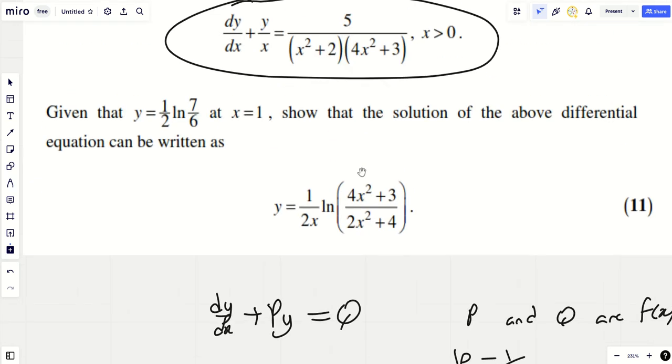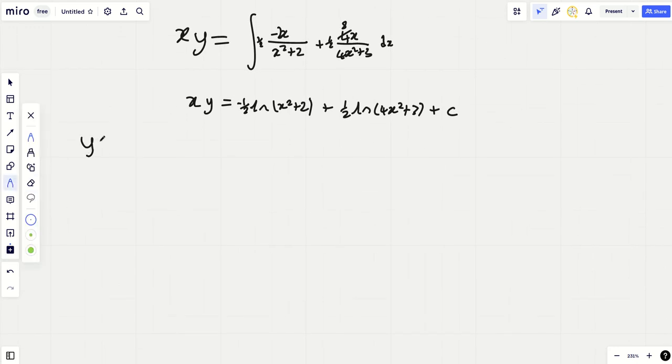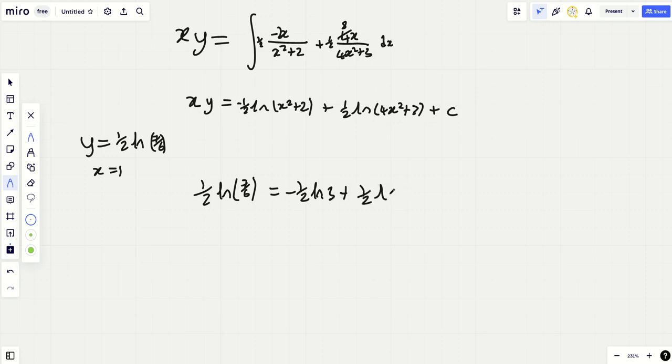Okay, right, and I'm basically well on my way to solving this now. I've just got to plug in, as we always do here, y is a half ln 7 over 6 when x equals 1. That makes the left-hand side nice because I can just write half ln 7 over 6. And then I'm just plugging x equals 1 here, so I'm going to get minus a half ln 3 plus a half ln 7 plus c. Okay, let's double everything, then we're going to get rid of those horrible halves. We'll just call it 2c for the moment: minus ln 3 plus ln 7 plus 2c.